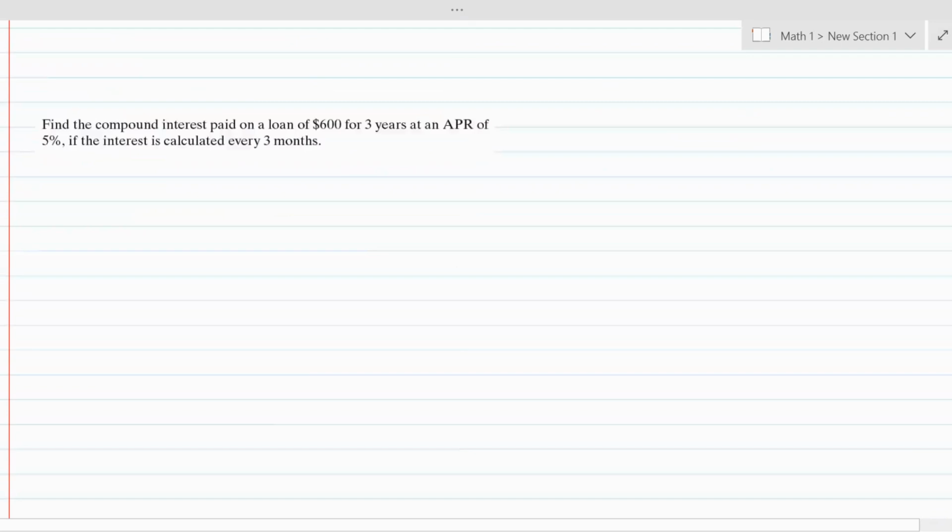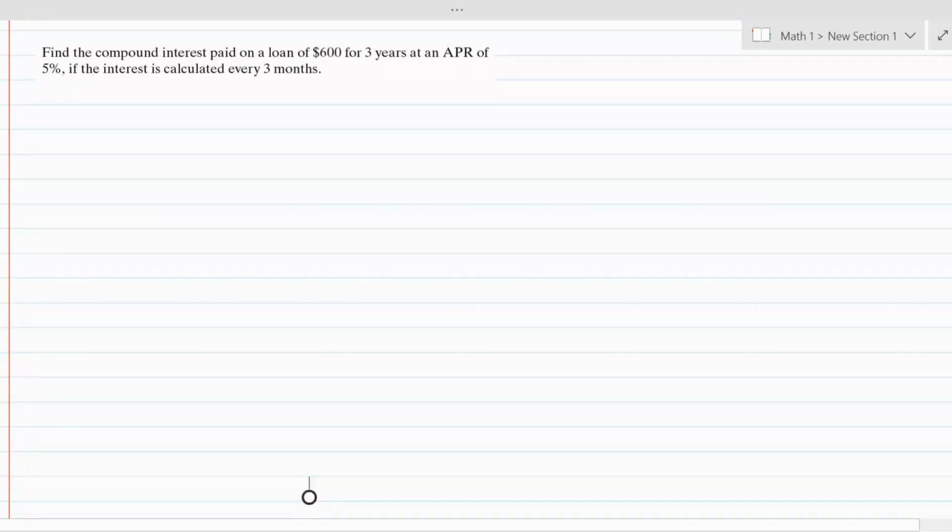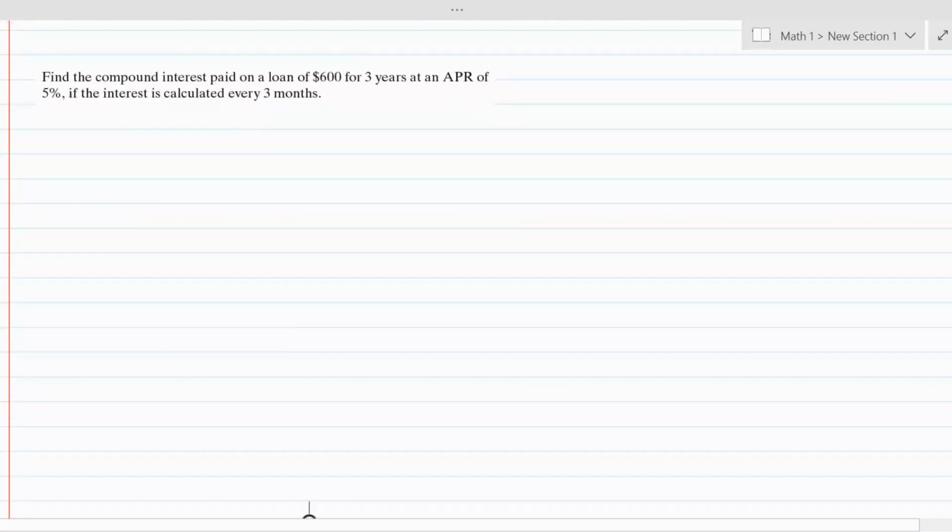We have another example. In this particular question, it says find the compound interest paid on a loan of $600 for 3 years at an APR, annual percentage rate, of 5% if the interest is calculated every 3 months. Now, this is a very important statement here. Every 3 months means the interest amount is to be paid after every 3 months.